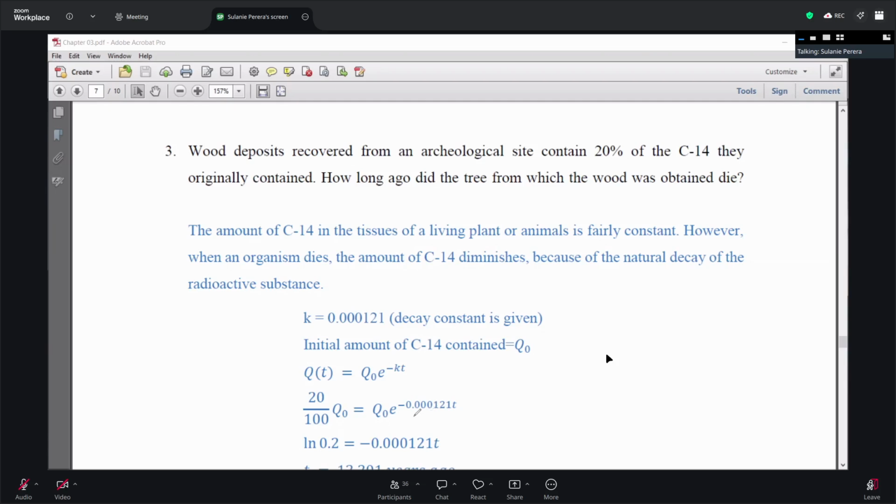So what do we need to find? We need to find how long ago did it die. That is, we need to find t. Now, initially, we don't know how much it contains. Let's say the initial amount is Q naught. Now, there is 20% of Q naught.